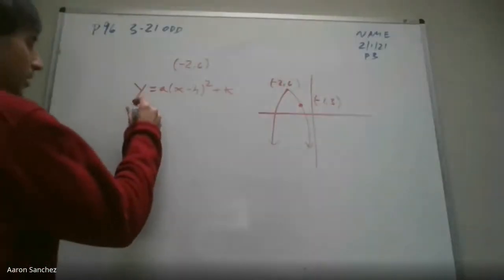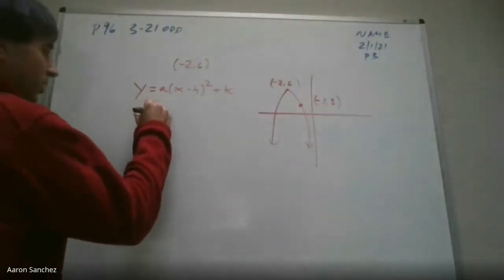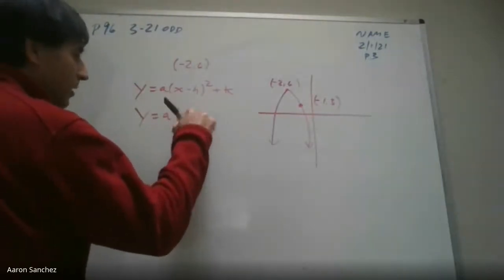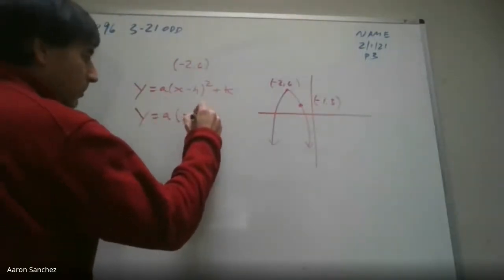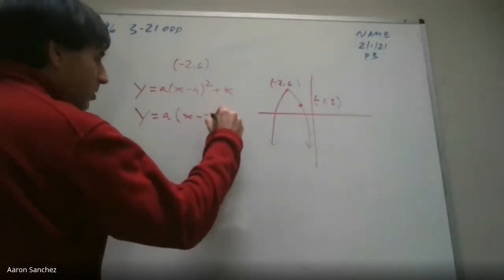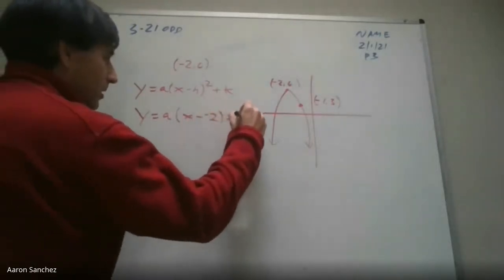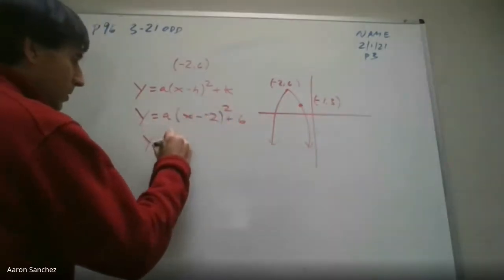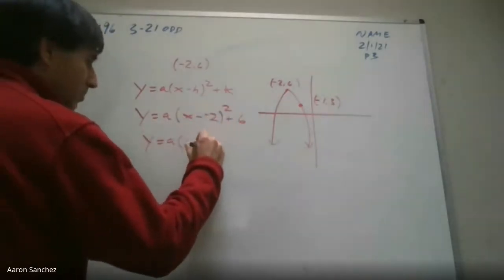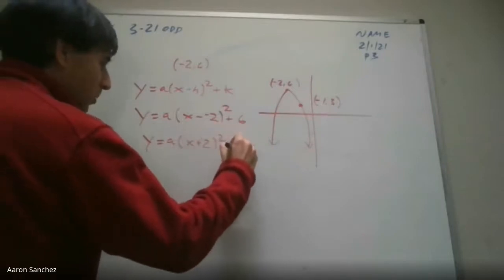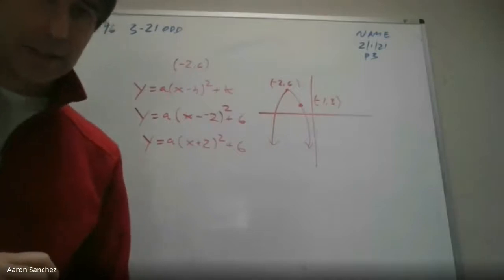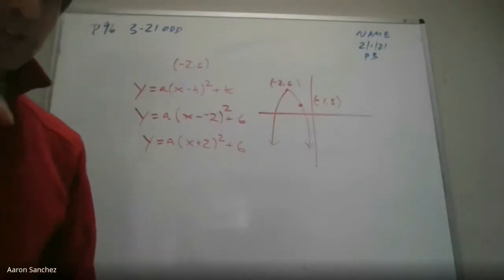It's the vertex. So here's how we write down so far. Y equals A times X... Now it's -2. It's really going to be -2 plus 6. Remember, -2 becomes X plus 2 squared plus 6. There's my H and K. Now we just have to figure out the A. Remember the A is the stretch factor.